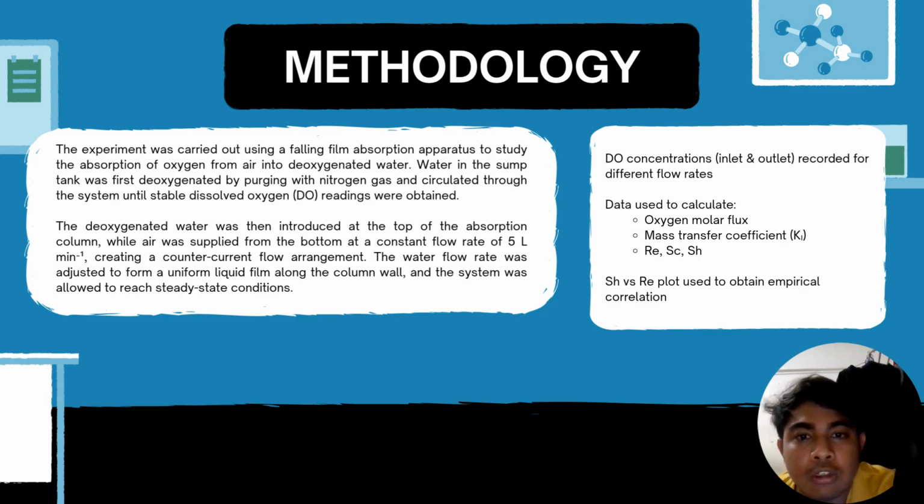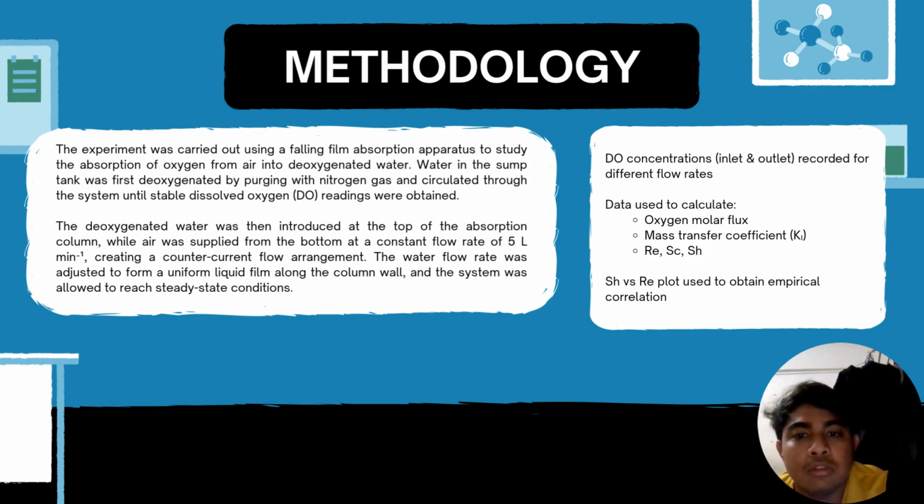Okay, now I will talk about methodology for our experiment 6. The experiment was carried out using a falling film absorption apparatus to study the absorption of oxygen from air into the oxygenated water. Water in the sump tank was first deoxygenated by purging with nitrogen gas and circulated through the system until stable dissolved oxygen (DO) readings were obtained.